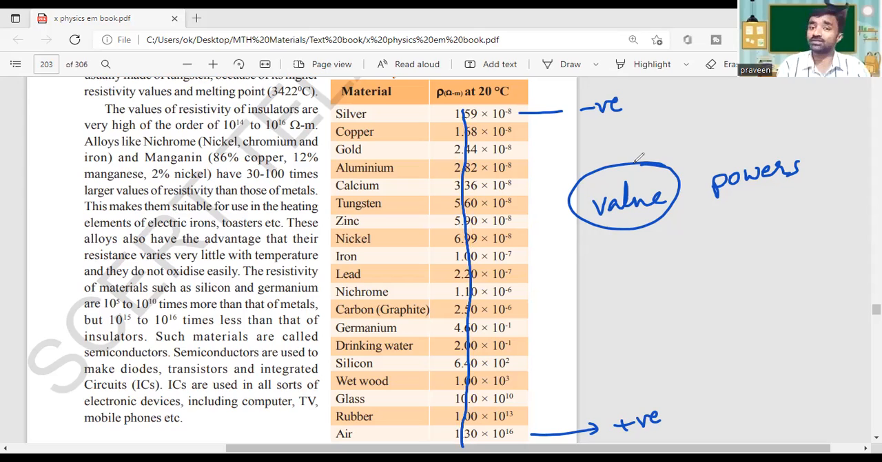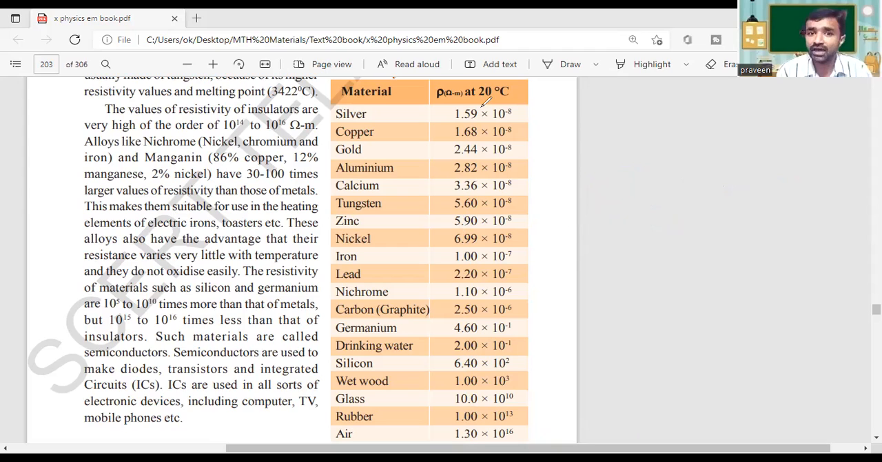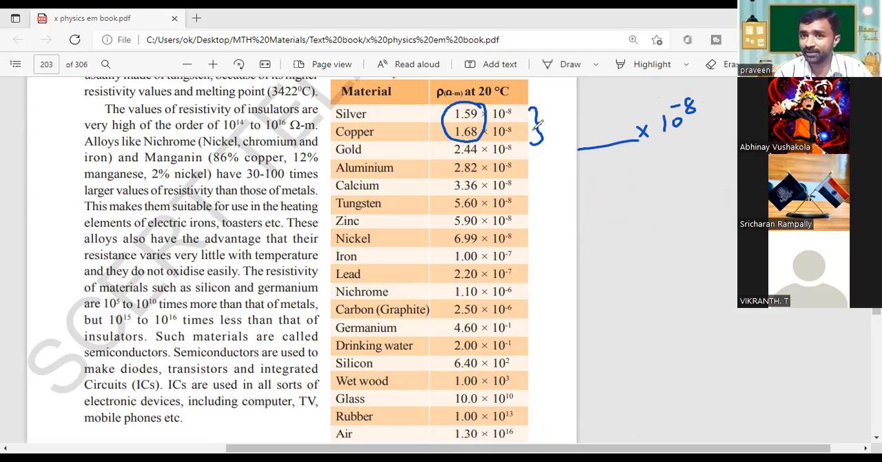If the powers are the same, then check the coefficient value here, the multiplier value. Suppose among silver and copper, 10 power minus 8, same. So what to do? Here you need to observe the multiplier value. Which is greater, that has more resistivity. So among silver and copper, whose resistivity is more? Answer me. Which material has the highest resistivity among silver and copper?